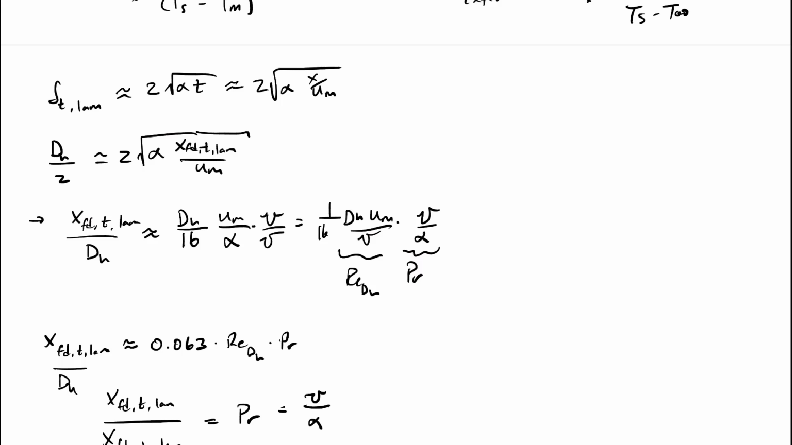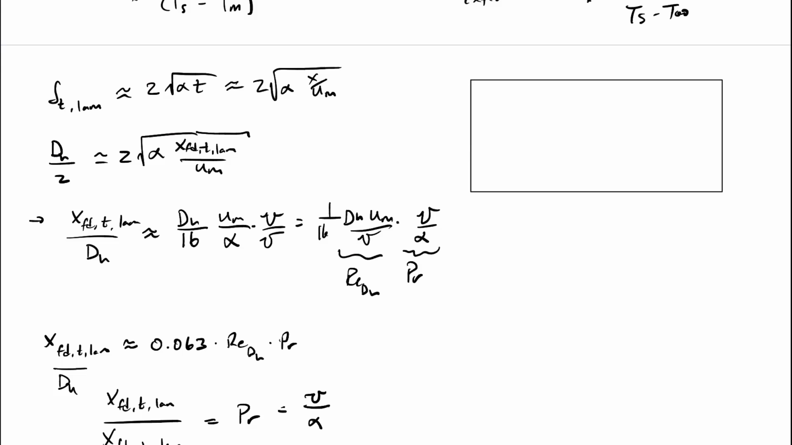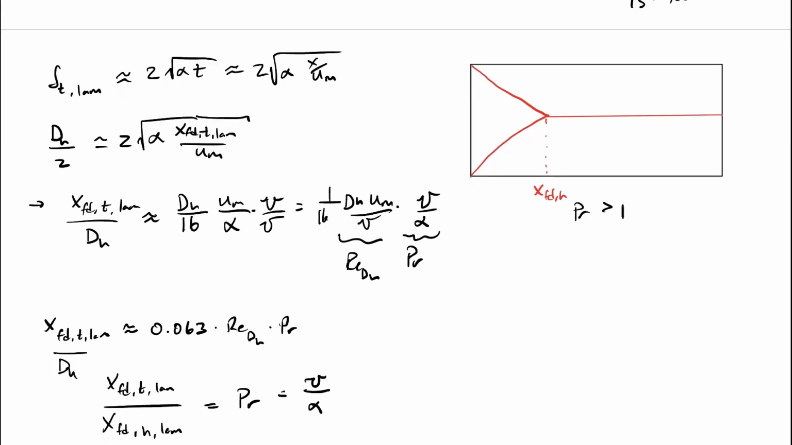So here, let's draw a duct. Okay, so we have our duct. So let's first think about a Prandtl number that is greater than 1. If I have a Prandtl number that's greater than 1, let's draw the momentum boundary layer, and that goes like this. So this here is X_FD,H, or momentum. That's where it becomes fully developed.